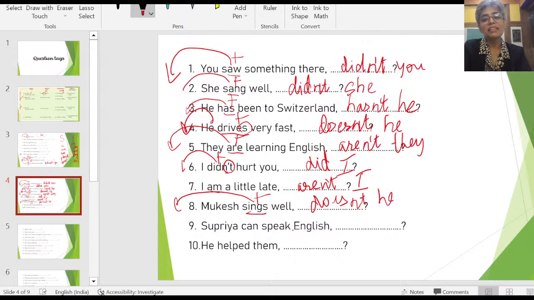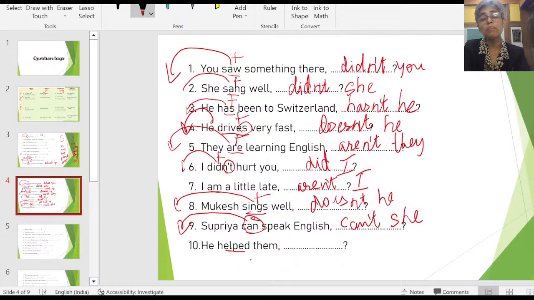Supriya can speak English. So this is our little helping verb. So can goes before Supriya and it turns into a negative because this is a positive. So we will say can't. Now Supriya is a girl, so the pronoun is can't she. Alright? Okay, now we have helped.